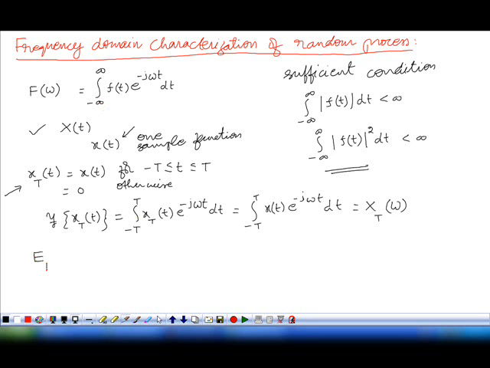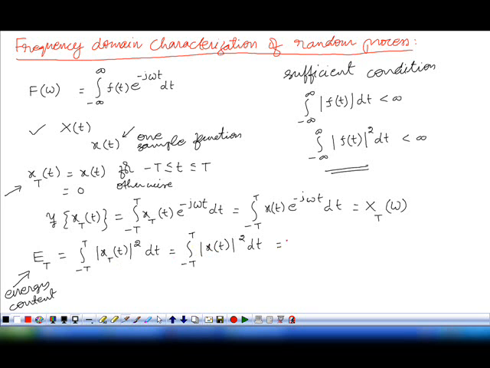If you let E_T be the energy content of the signal x_T of t, that can be written as the integral from minus T to plus T of x_T of t whole squared dt. Is it right? What does this indicate? This is the energy content of the sample function for the interval minus T to plus T. This can also be written as the integral from minus T to plus T of x of t whole squared. Why? Because in that interval this x_T of t is equivalent to x of t. Is it right?